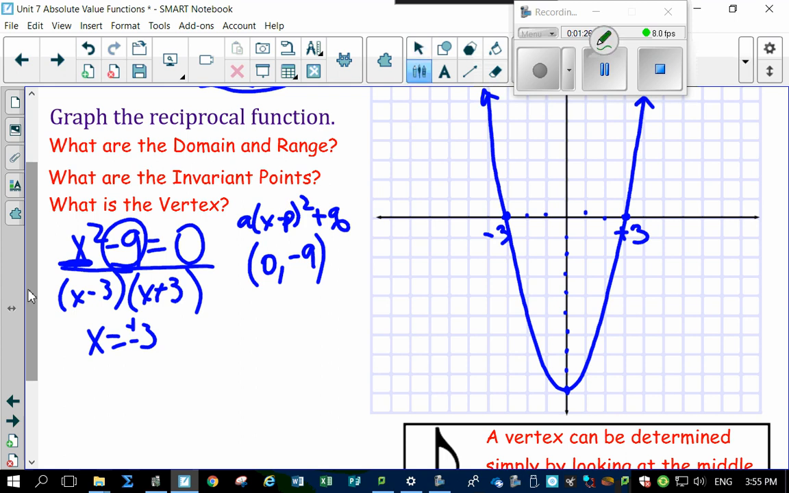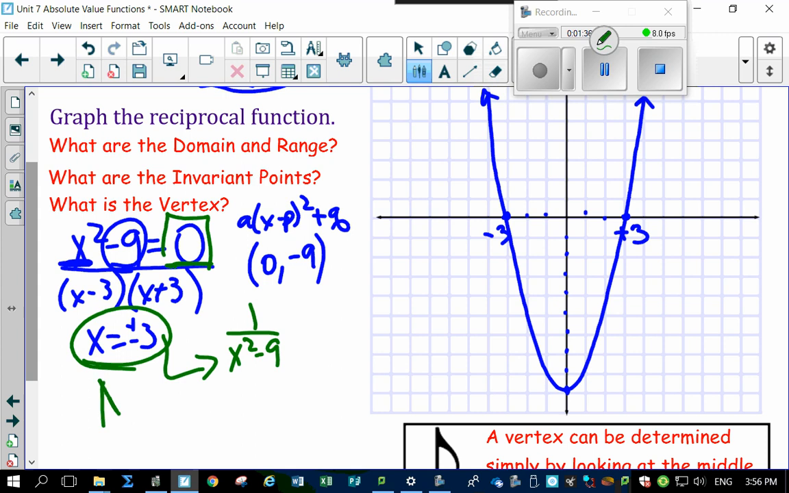Now, here's the cool thing. As soon as you flip this and make this 1 over x squared minus 9, guess what this becomes? Yup, those are the values that made it equal to 0. So those are the values that are now non-permissible values. And those, in fact, become our equations of our asymptotes. So x cannot equal plus or minus 3. Our asymptotes then are x equals 3 and x equals minus 3.